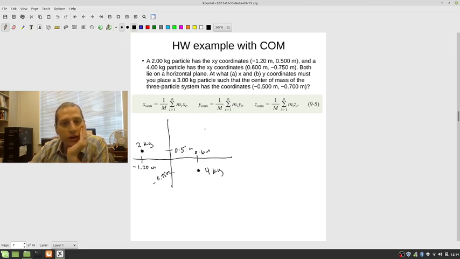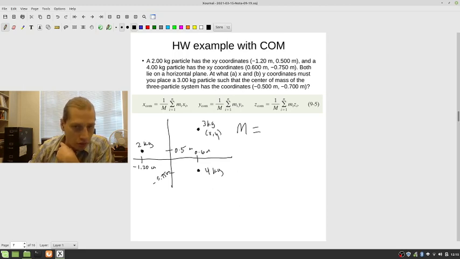Now we're going to put a third object in here. I don't know where it's going to be, so I'll just label it as at xy, don't know, and it has a mass of 3 kilograms. And it says, where would you put it if you wanted to have the center of mass of that 3-particle system with these coordinates? Okay, well, in this problem, your big M, your total mass, is going to be 3 plus 4 plus 2. So 3 plus 2 is 5, plus 4 is 9.